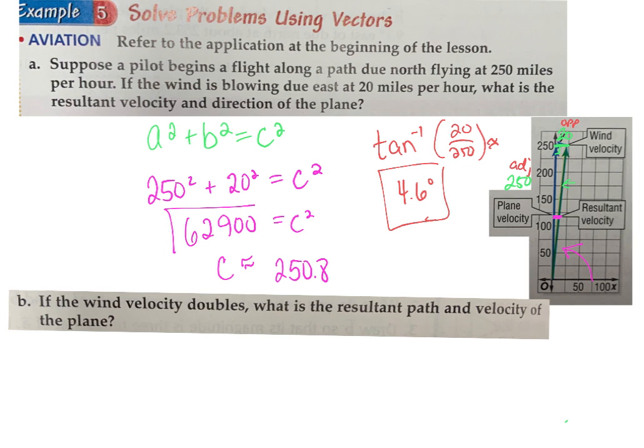If they wanted just direction, I would subtract that from 90. Why would I subtract from 90? Because this is my 90. I solved for just a piece of it. I wanted the rest of it. Okay, so I could actually subtract from 90 and get the direction from horizontal if I wanted.